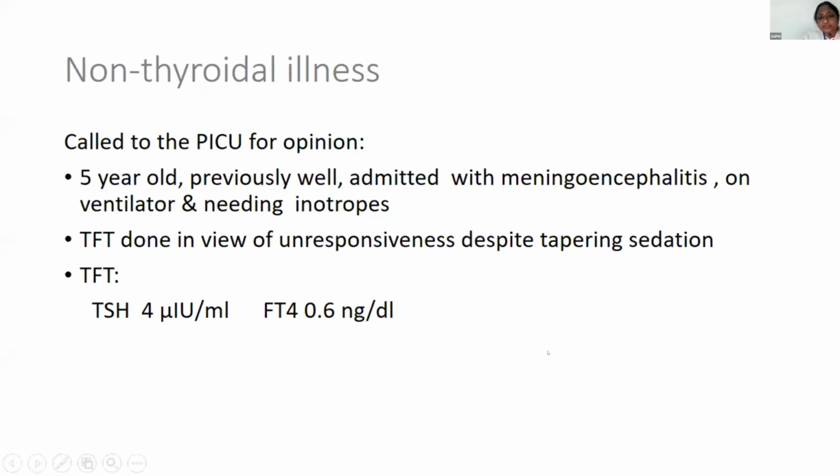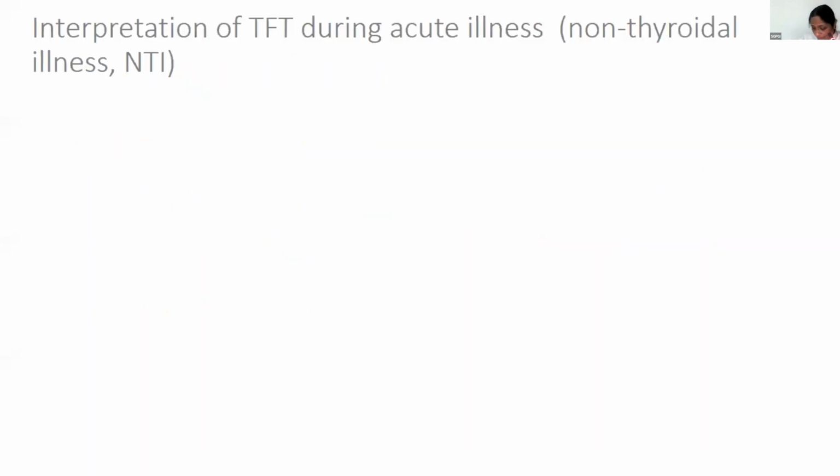Non-thyroidal illness. So this is also a scenario which you would have faced. A 5-year-old previously well child with meningoencephalitis on ventilator. Despite tapering sedation, the child was unresponsive. So the ICU team did a thyroid function test. So here we see a very low free T4 with inappropriately low TSH.